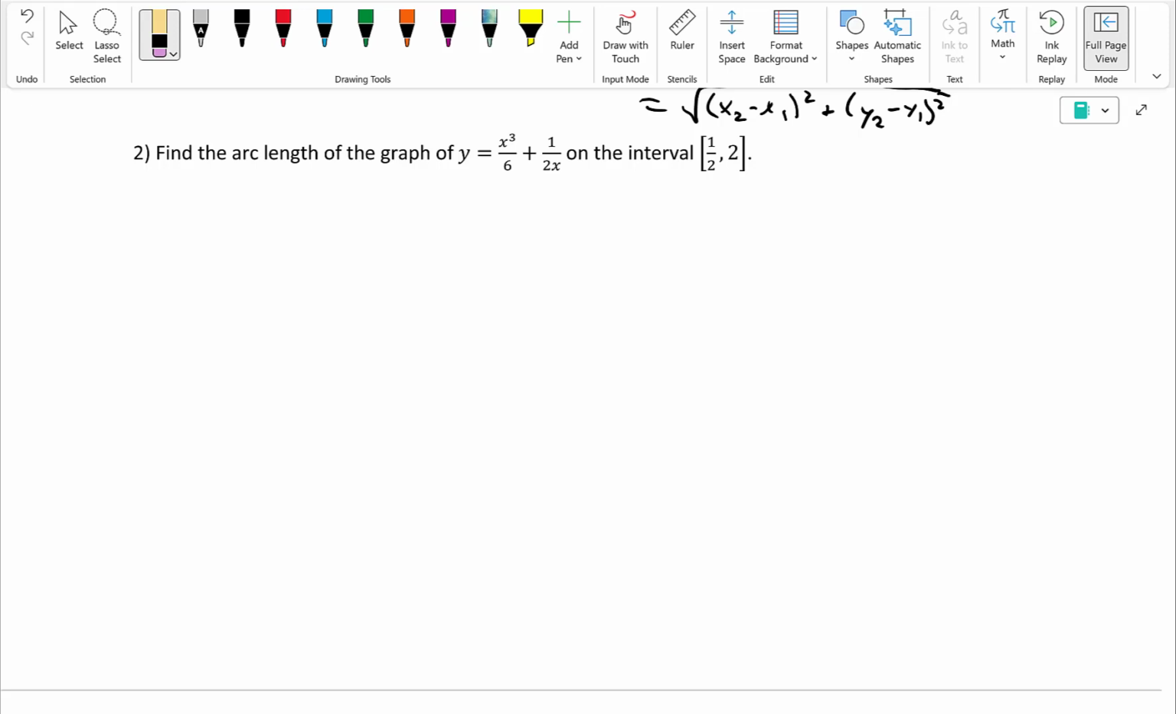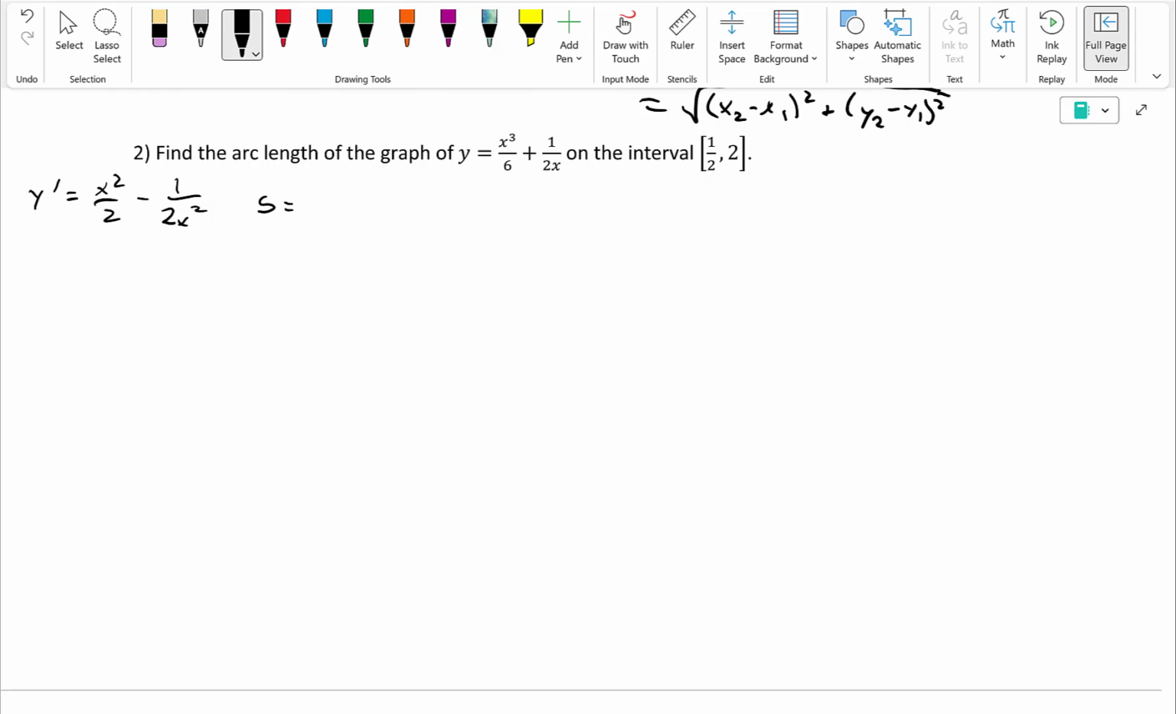All right, for 2 then, we're finding the arc length of the graph of y equals x cubed over 6 plus 1 over 2x on the interval 1/2 to 2. So we want to start by finding the derivative, y prime or f prime of x. 3x squared over 6 would be x squared over 2. And then that x to the negative first would give us a minus 1/2 x to the minus second, or 1 over 2x squared. And then we can plug into our arc length formula.